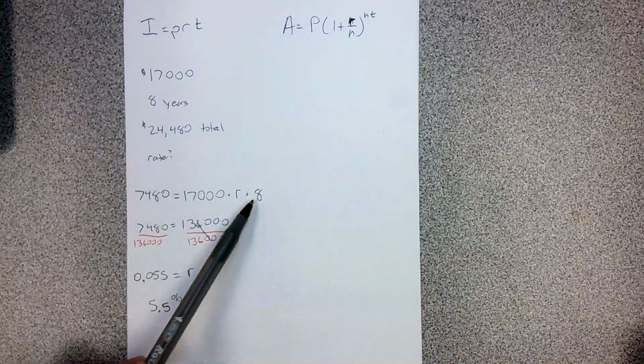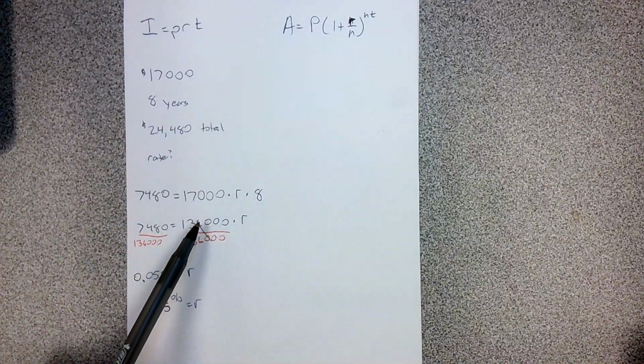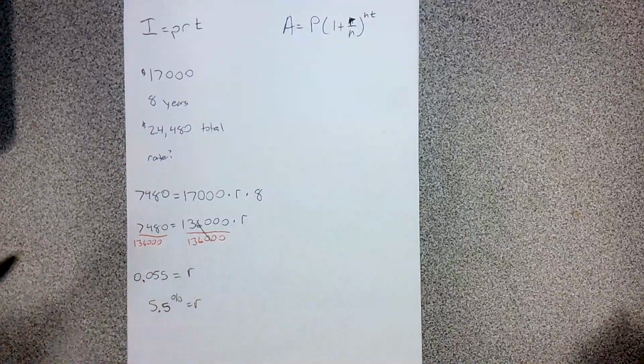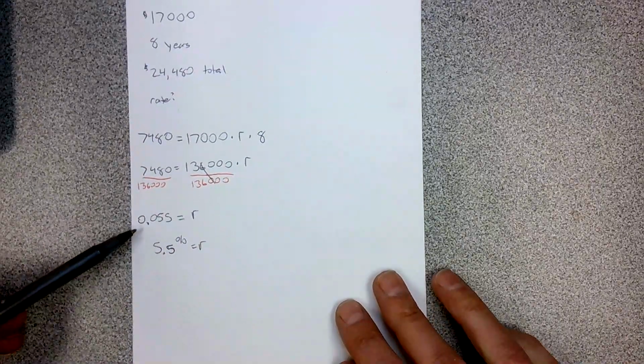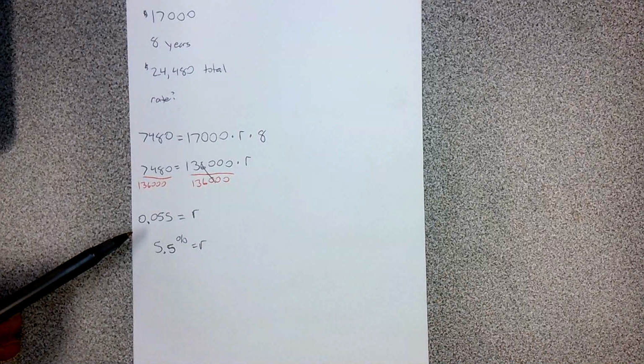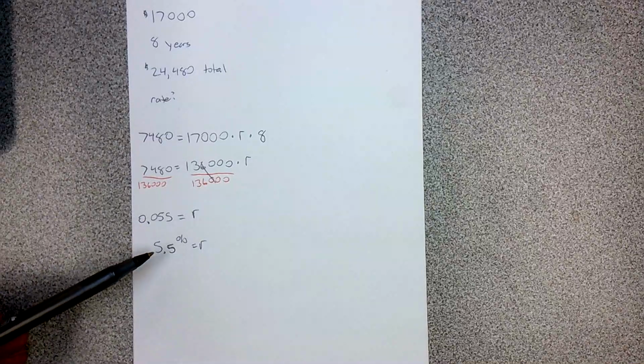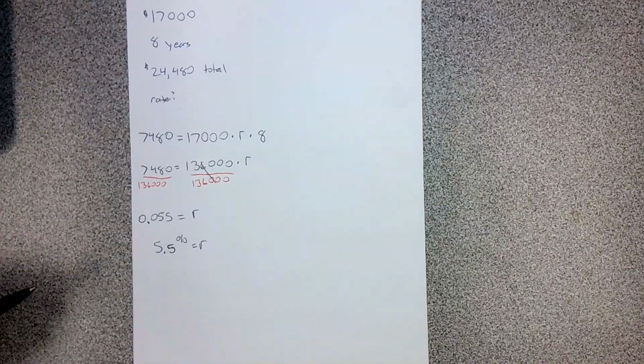Then I combined like terms. I divided to solve for R and got this decimal, 55 thousandths. But because percents are out of 100, I multiplied that times 100 to get a 5.5% interest rate.